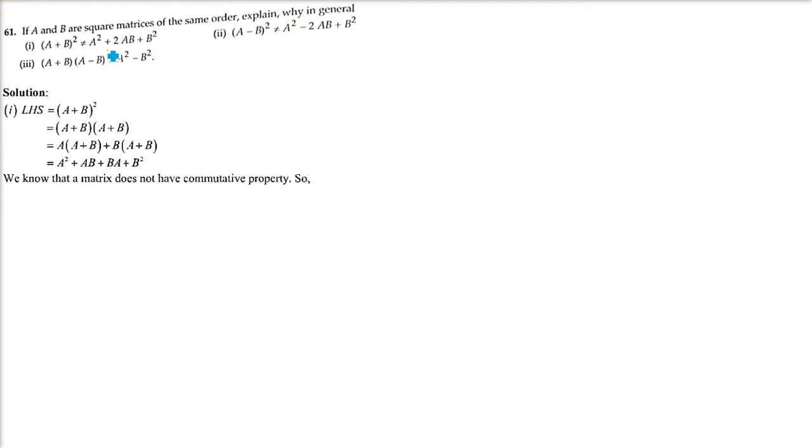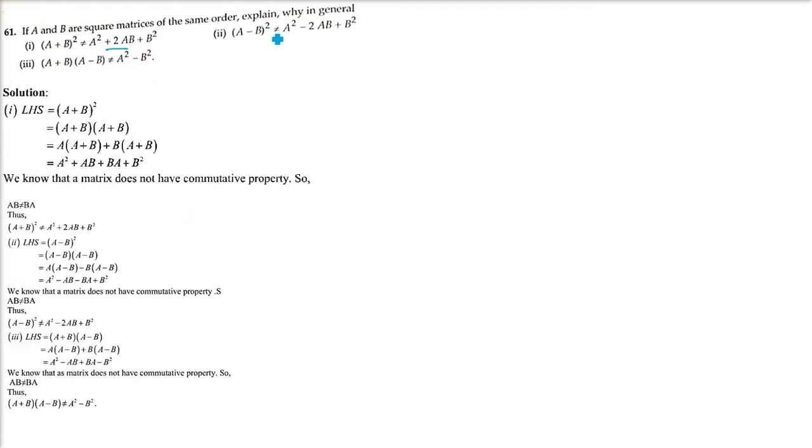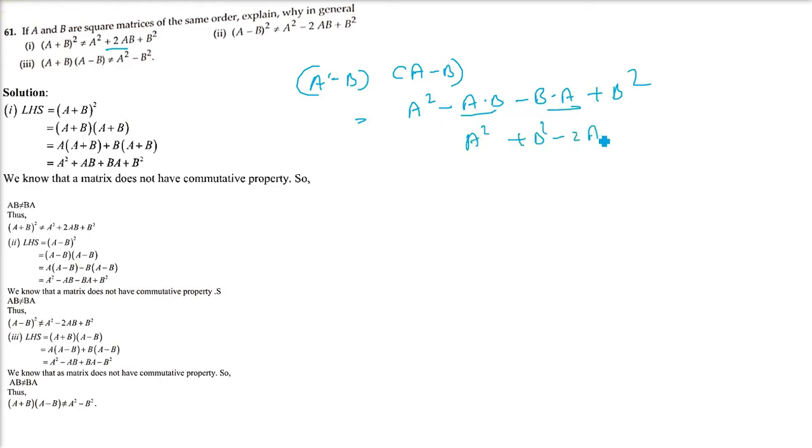(A plus B) whole square we have already seen. Just multiply A plus B and A plus B separately. And the second one I'm showing you now, (A minus B) whole square, same thing you have to do. I'll give you a hint for the second one. (A minus B) whole square, that is A minus B into A minus B, you have to do. Now see, A into A is A square. Now A into B is minus AB, and then minus BA, and then B into B is plus B square. AB and BA are not equal, so you cannot cancel them. So it will be A square plus B square minus AB minus BA. We cannot write it like A square plus B square minus 2AB.